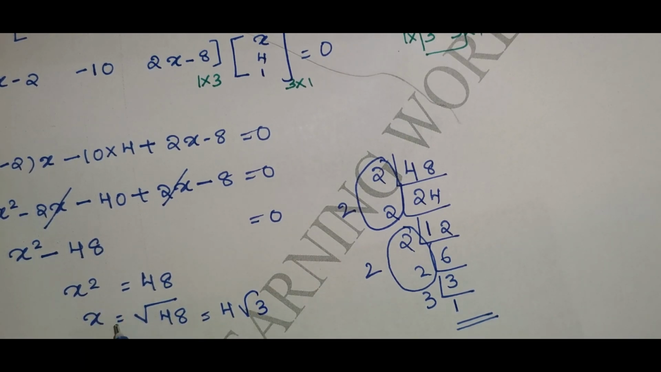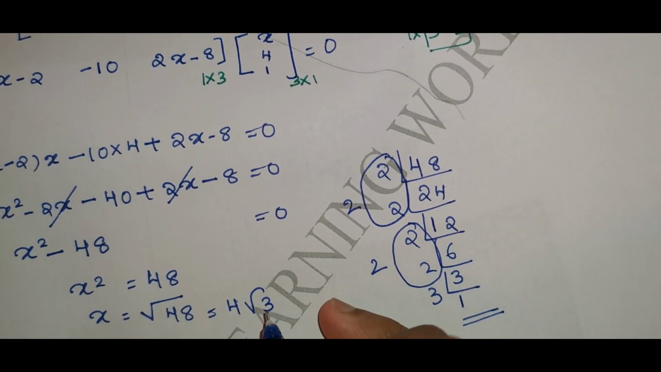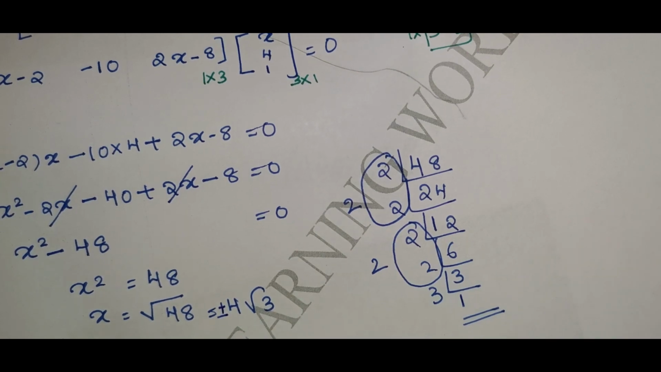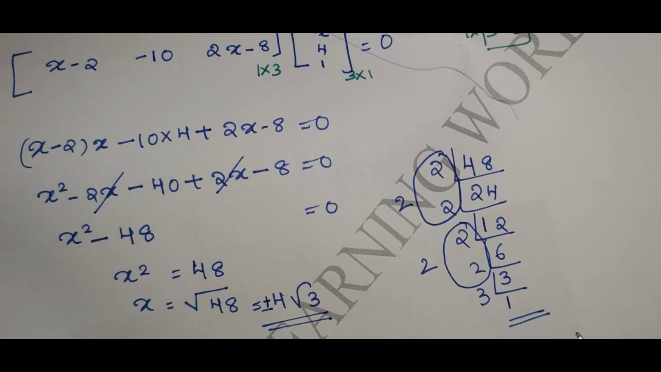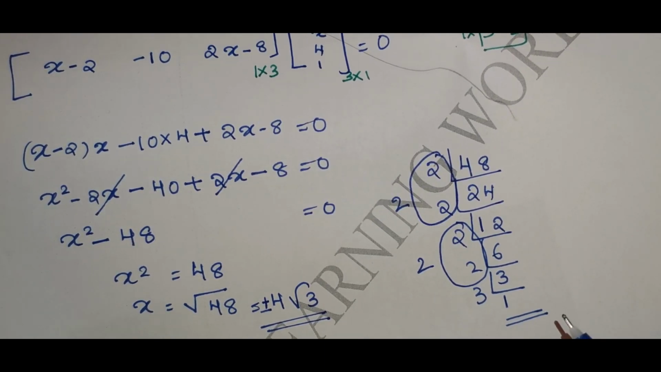Okay, students. So this is x square equal to 48. So we write x is equal to plus or minus 4 root 3. So the value of x is plus or minus 4 root 3.